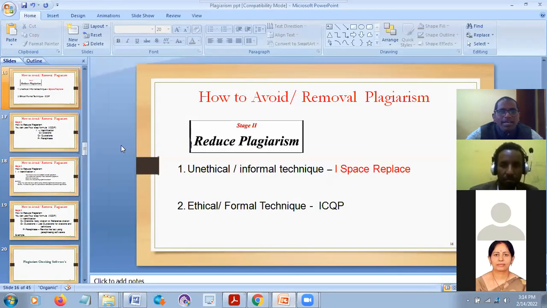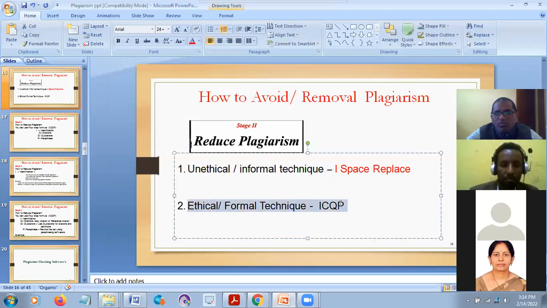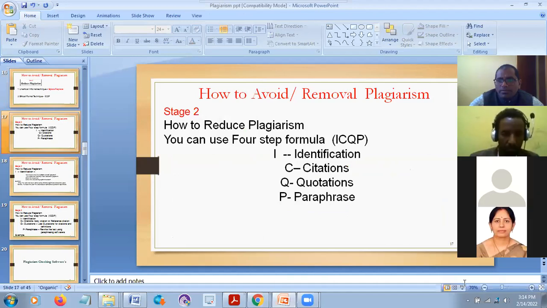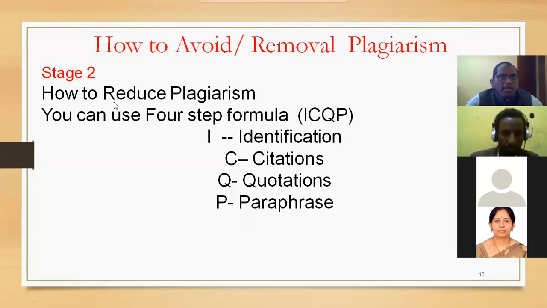Next, another way, an ethical or formal technique to reduce the plagiarism. To reduce the plagiarism, this is the ICQP. What is this ICQP? We can check this. To reduce the plagiarism, you can use a four-step formula. I means identification, C means citation, Q means quotation, P means paraphrase. So these are the four steps that we follow.